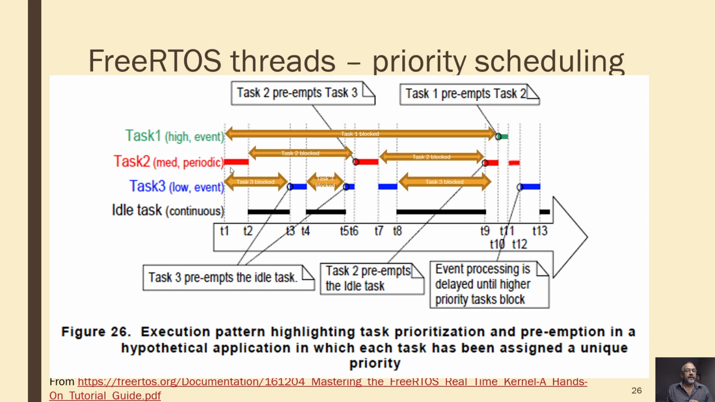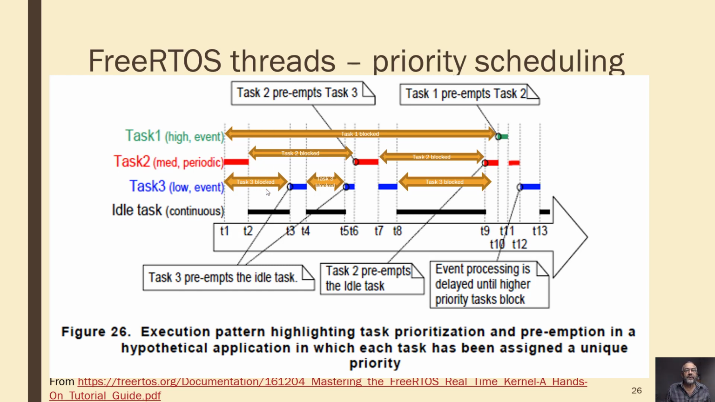Since in the beginning task 1 and 3 are both blocked, only task 2 and the idle task are left. Because of that, task 2 will run at start because it has higher priority than the idle task, which has the lowest priority. So between time 1 and 2, task 2 is running. And then task 2 blocks itself. So it's going to wait for the next period. This is probably a timer that wakes up task 2. So at time t2, task 2 decides to start waiting for the next timer event.